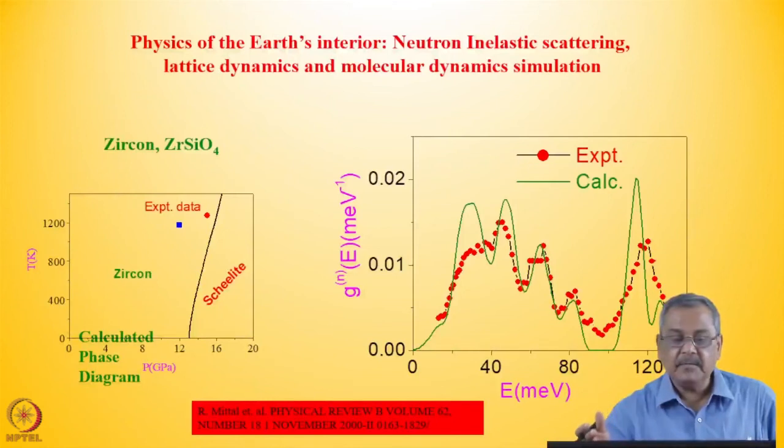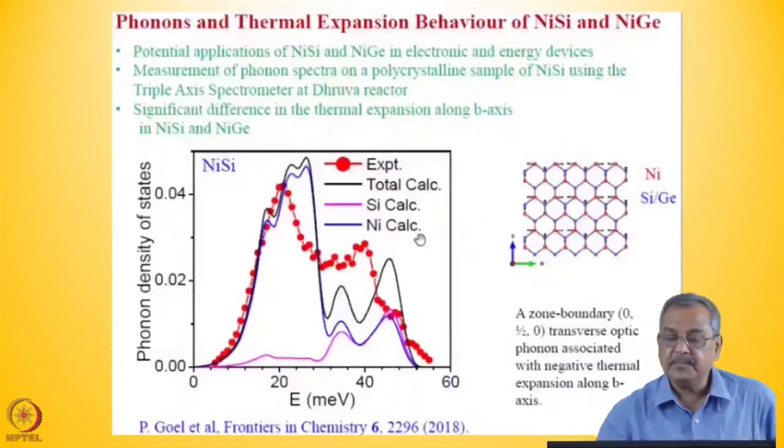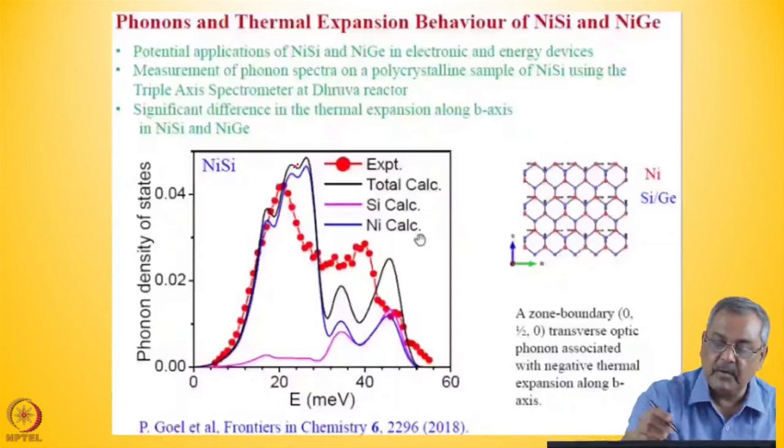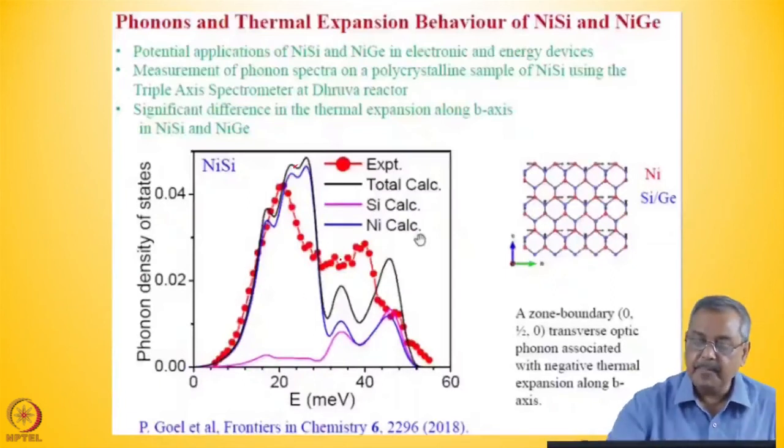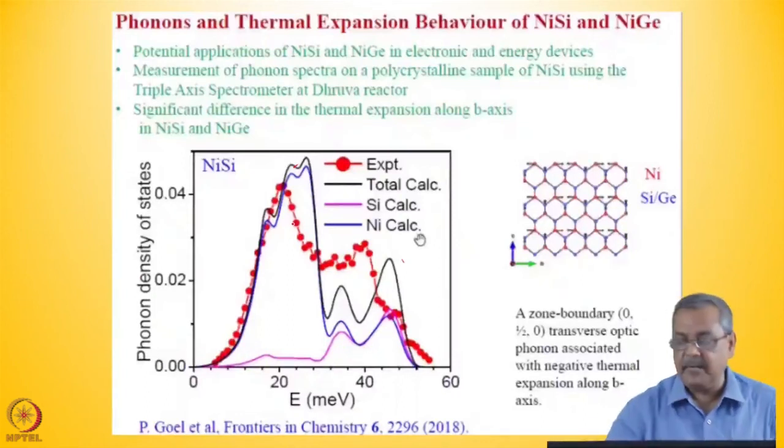So this is one of the measurements done at Dhruva on density of states. But here you don't have Q dependent data, Q is averaged out, experiments are done only as a function of energy transfer, so it's easier to carry out, and we get better intensity. Now this is another one. It is nickel silicon and nickel germanium, and again I'm showing you the calculated value, and these are the experimental data. This peak doesn't represent very well, but this peak is reasonably represented, I would say.